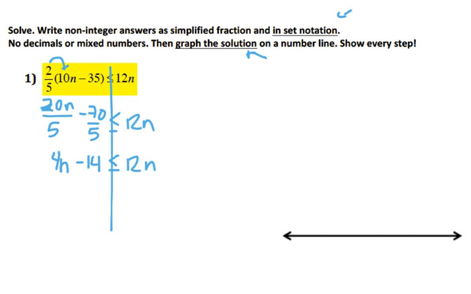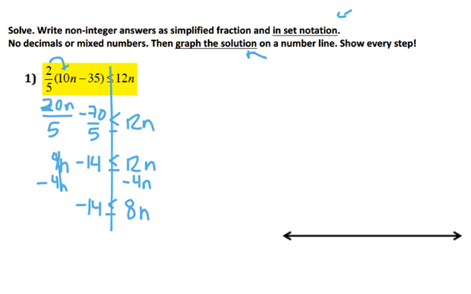Now we want to get our n's to the same side of the inequality. So we're going to subtract 4 n's from both sides of our inequality. So now there's no n's left on the left side of our inequality. We have negative 14 is less than or equal to 8 n's.